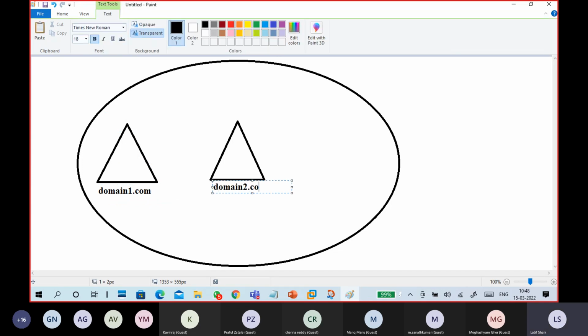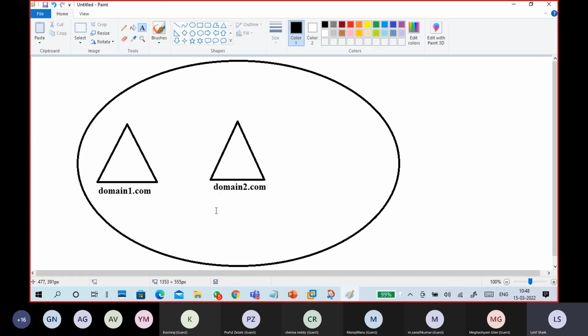Domain two .com, for example. Domain one .com, domain two .com. So this is my forest. In the forest, domains trust each other. Forest is a security boundary, so you have permission up to this limit only.